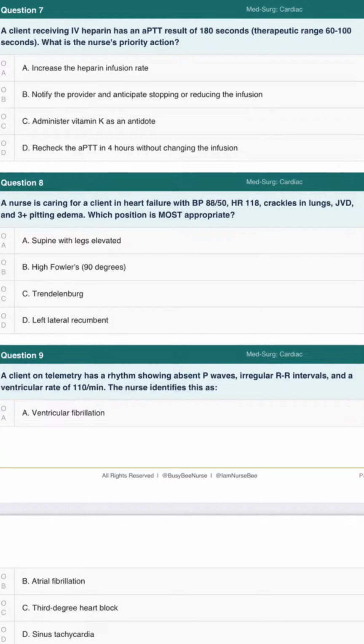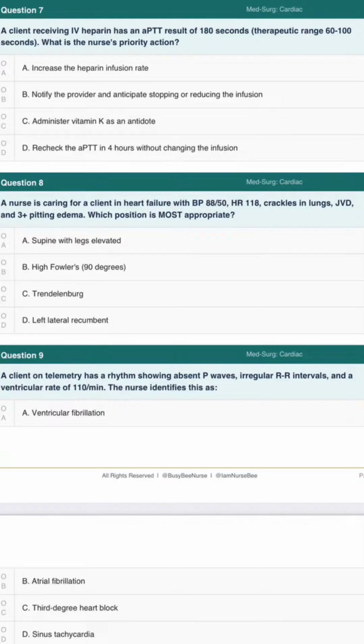So this answer is going to be B, atrial fibrillation. Okay, it's going to be AFib. And the rationale behind this is AFib is characterized by the absence of distinct P waves. Always remember that. And an irregular RR interval and a variable ventricular rate.